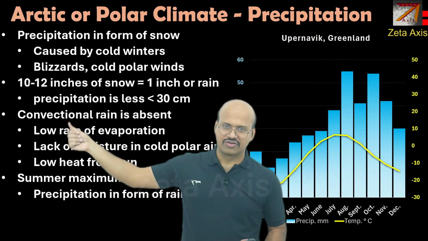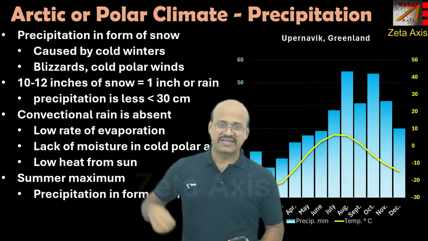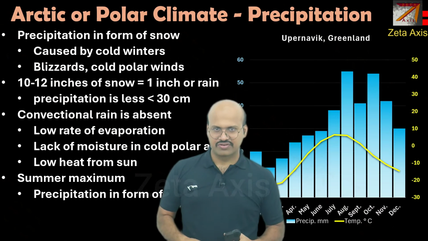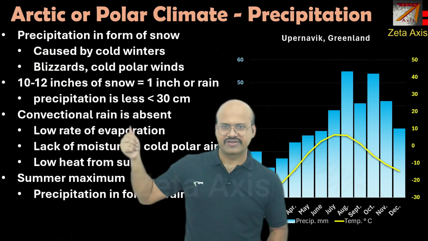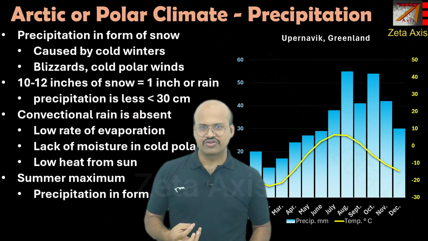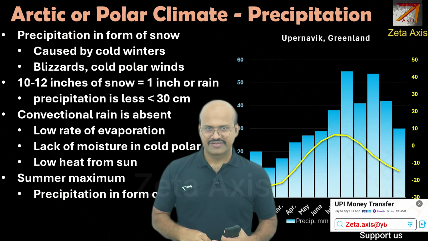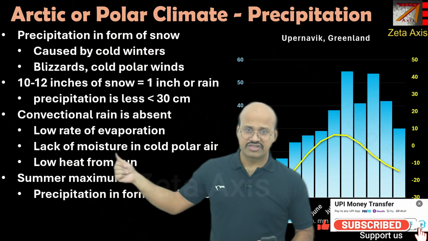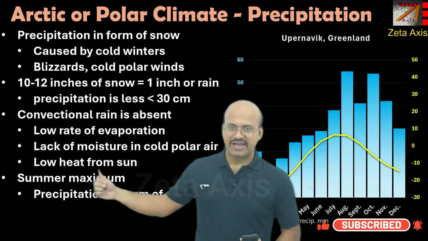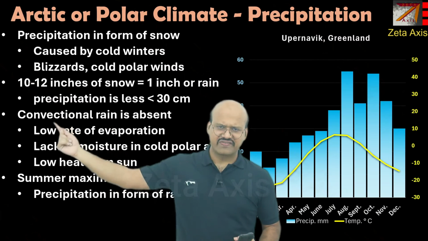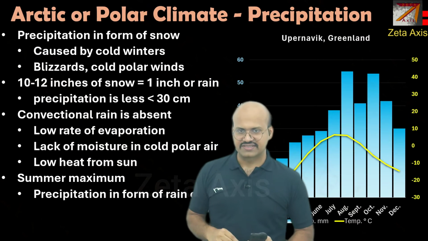Convectional rainfall is absent in this region. That is the rainfall which occurs due to heating of the ground. Here it is almost absent because of the low rate of evaporation. First of all, there is not much evaporation due to very low temperatures. So there is not abundant moisture in the air. Lack of moisture in cold polar air and low heat from the sun. So because of these three conditions, convectional rainfalls do not occur in these regions.